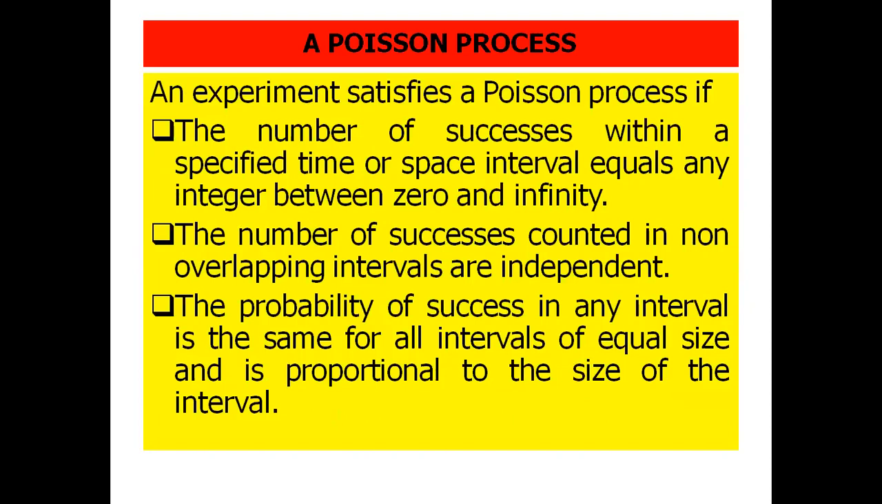The Poisson process. Now, an experiment satisfies a Poisson process if the number of successes within a specified time or space interval equals any integer between 0 and infinity. Don't forget that when it comes to Poisson problems, there are an infinite number of possible values. Then the number of successes counted in non-overlapping intervals are independent. The probability of success in any interval is the same for all intervals of equal size and is proportional to the size of the interval.